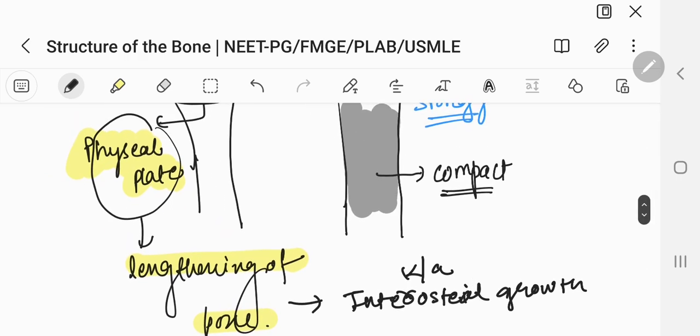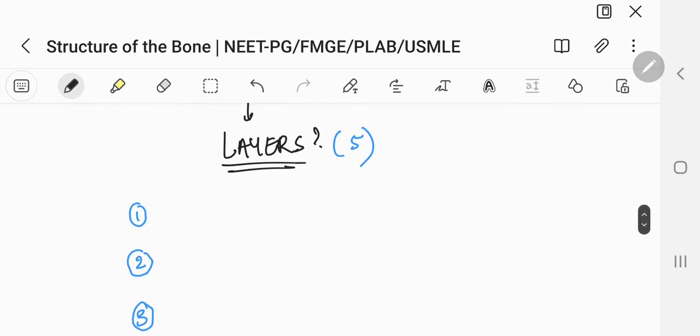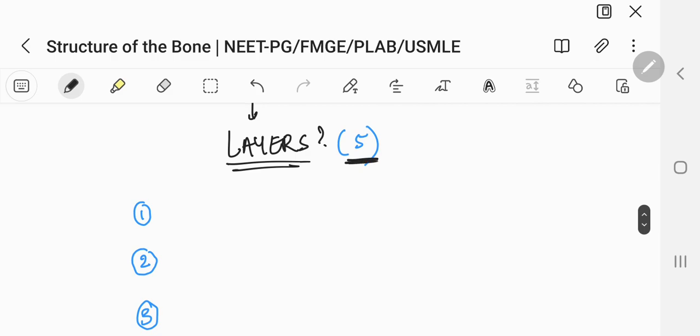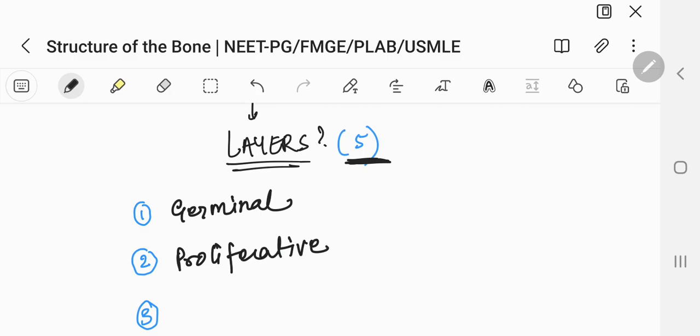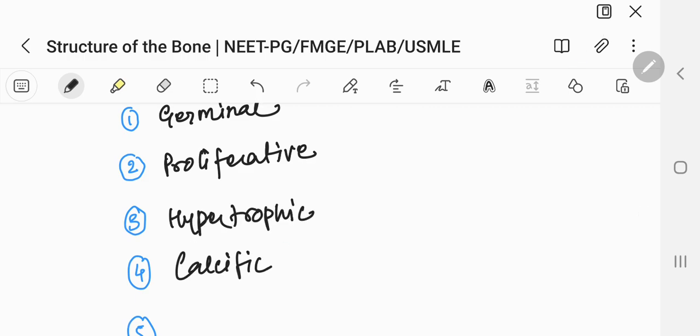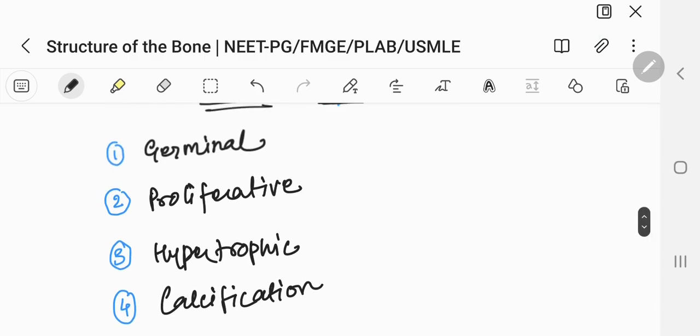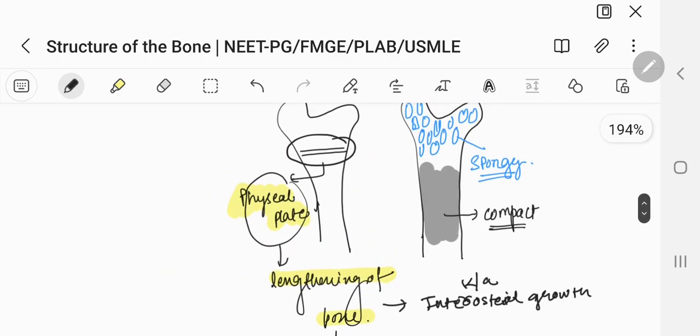So what are the 5 layers of the physeal plate? I've already told you that there are 5 layers, and we have to know these layers. The first layer is the germinal layer. Then another one is the proliferative layer. And then we have the hypertrophic layer. Next, we have the calcification layer. And finally, we have the ossification layer. So these are the 5 layers of the physeal plate.